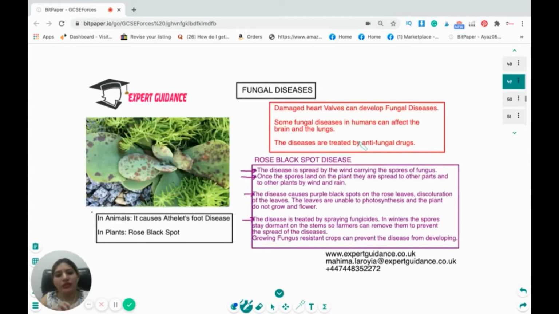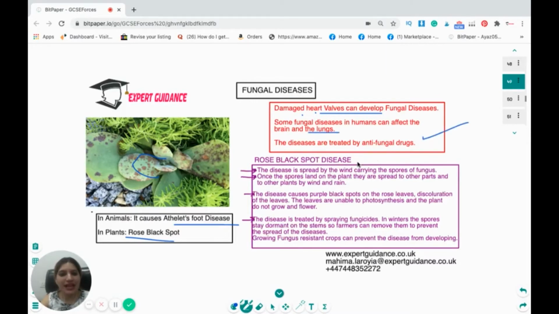Okay, now let's come to the fungal diseases. In animals, the fungal disease is athlete's foot. In plants, it is rose black spot. So you can see these are the black spots which are created on the leaf. Damaged heart valves can develop fungal disease. Some fungal diseases in humans can affect the brain and the lungs, and they are treated by antifungal drugs.